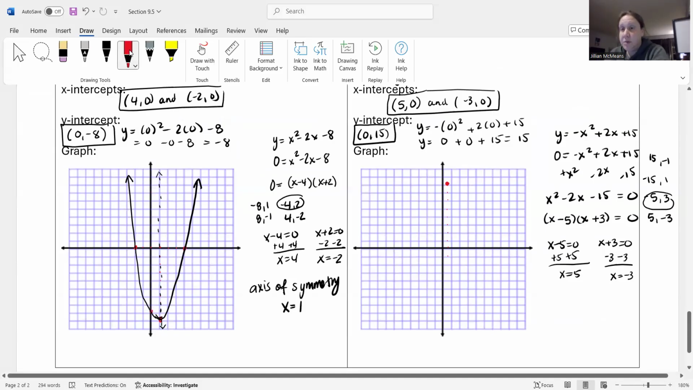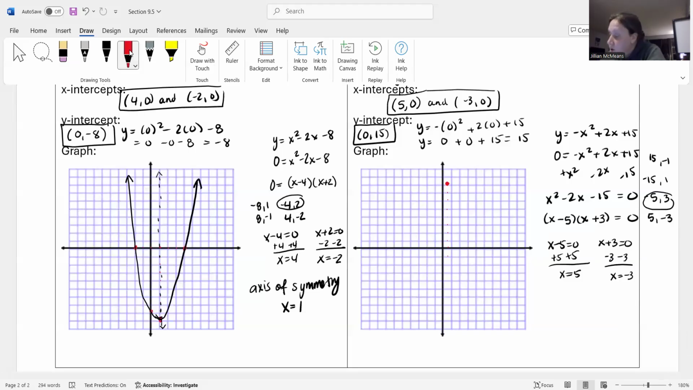Now the x-intercepts were 5, 0. So we go to the right 2, 4, and then halfway, which is 5. And then we have negative 3, 0. So at the origin, we go back 2, 3. And then our y-intercept is 0, 15. So we go up 2, 4, 6, 8, 10, 12, 14, and then halfway up is 15. So it's a little scrunched, but pretend.